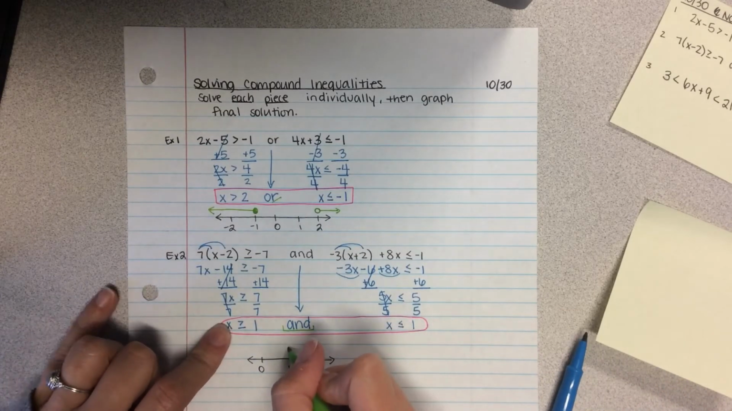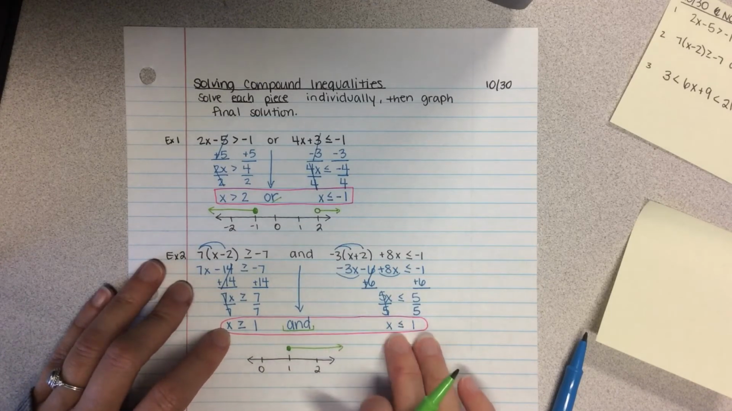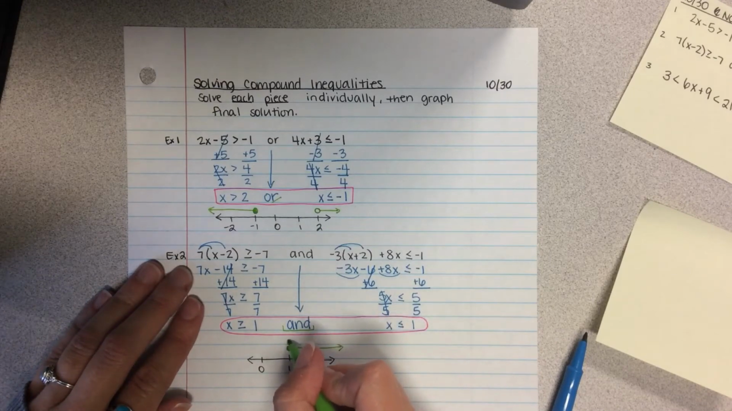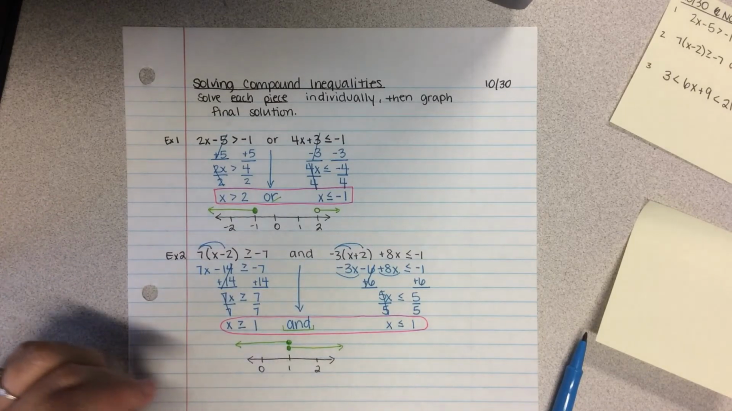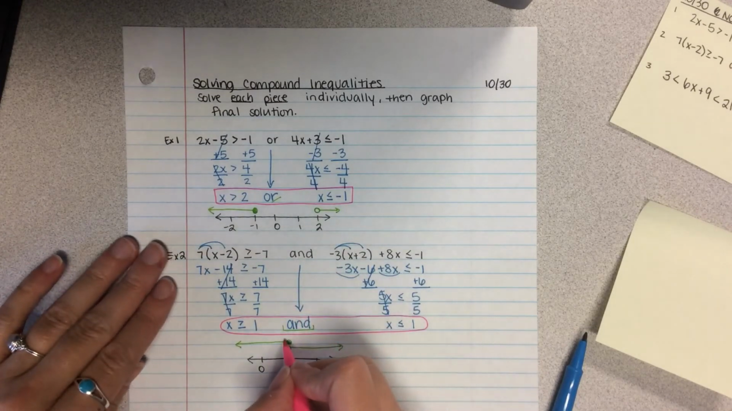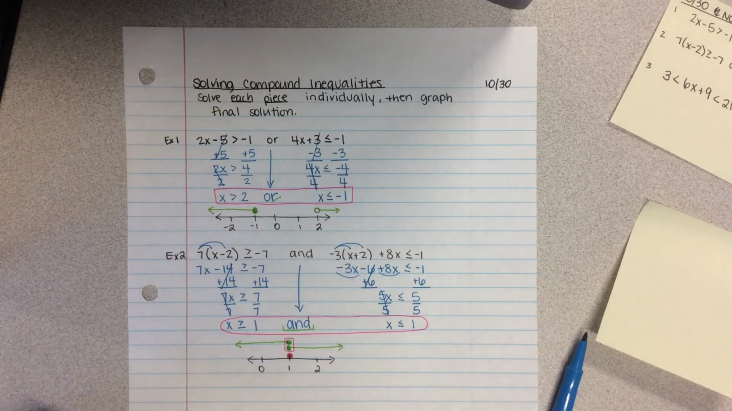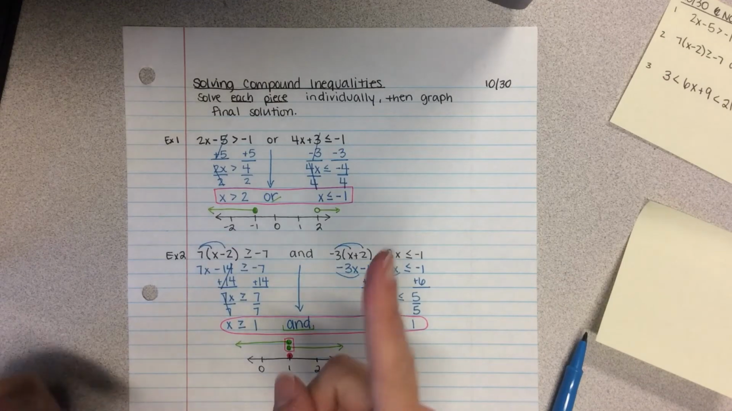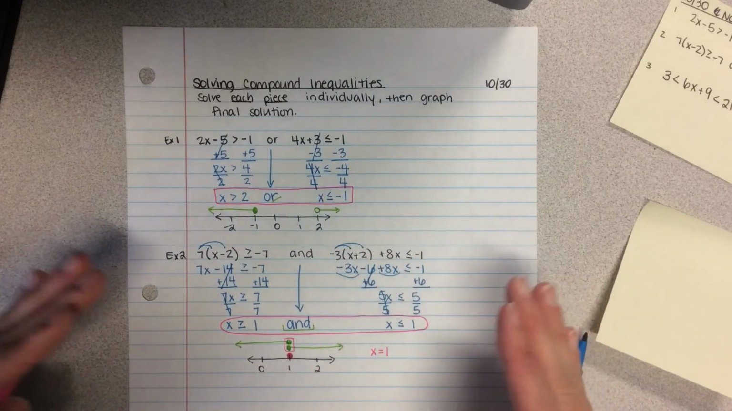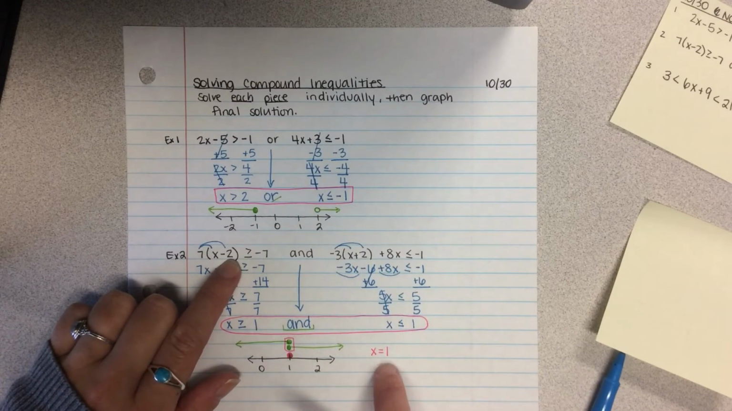So the first one, I have a closed point at 1, and my line goes to the right. Now the second one, I have a closed point at 1, and my line goes to the left. As I'm sure you can see, they only overlap in one spot, and that is at the point 1. So that is all we have. So my final solution for this problem is actually x equals 1, because there is only one number, only one solution that you can plug into these inequalities to make them true, and that is the number 1.